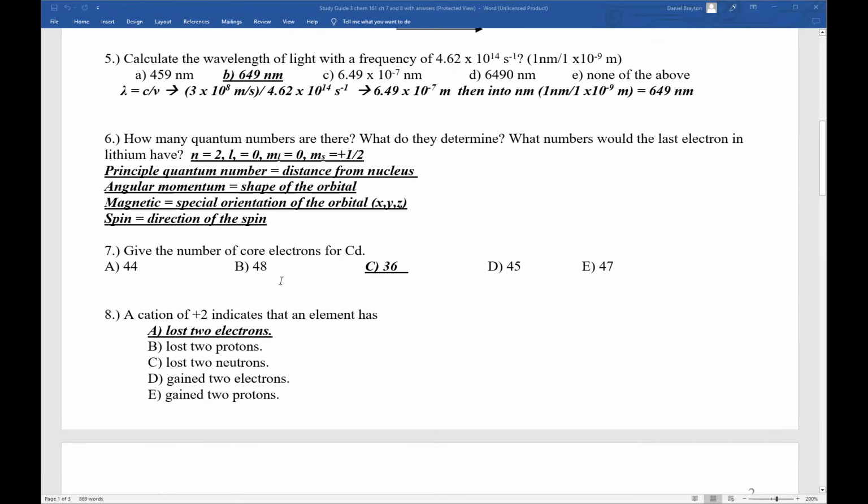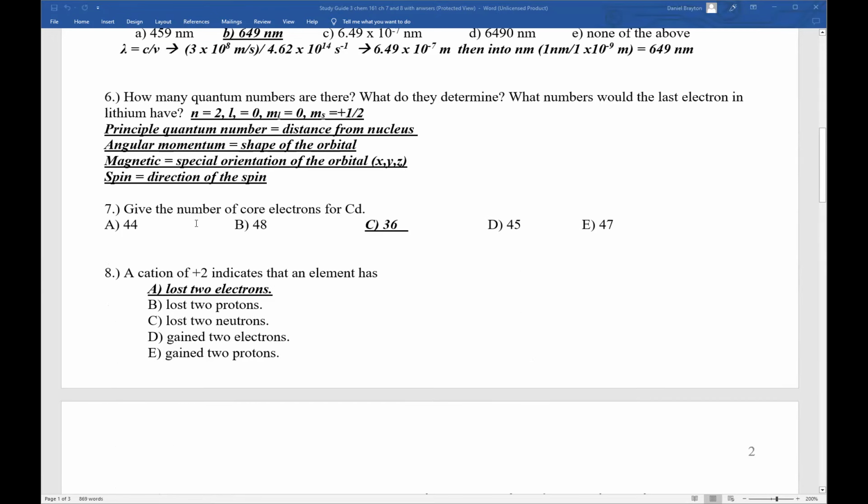Okay, so let's skip down to 7. This is a pretty straightforward one. Give the number of core electrons for cadmium. So this just goes to looking up where cadmium is. I just have to stop the share to go back and forth, but it's not that big a deal. Let me open up the periodic table.